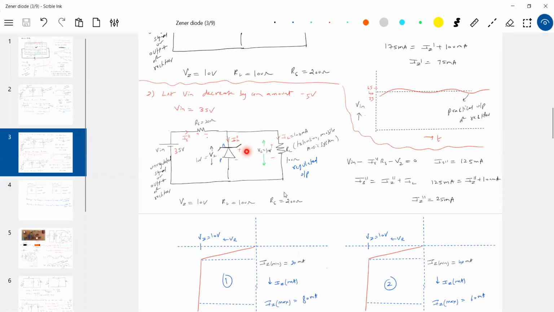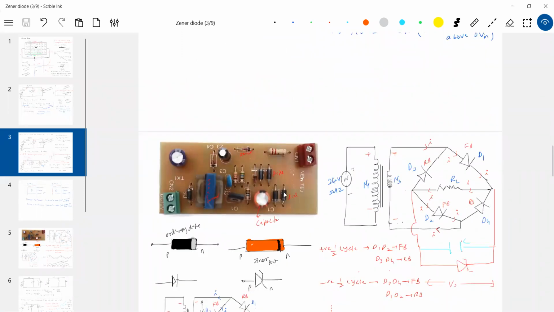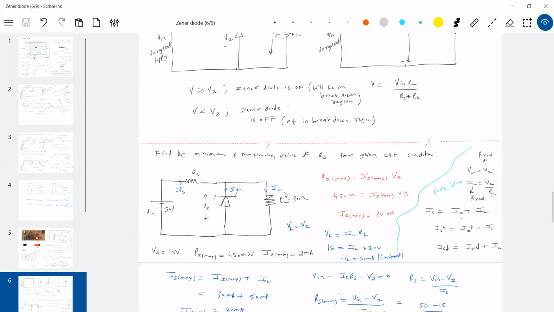Got the idea? So we have some conditions for this, this, this, this. But the core central idea of this is what? This you should not forget. The current through the Zener diode, though it varies, the voltage across it will remain constant. That's what the Zener diode does. I think in every numerical, this was taken care of.